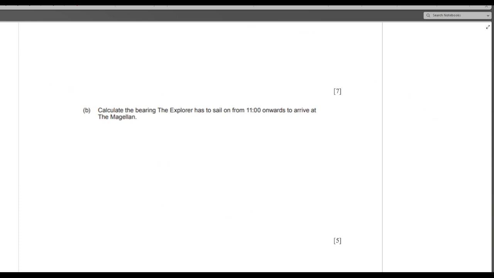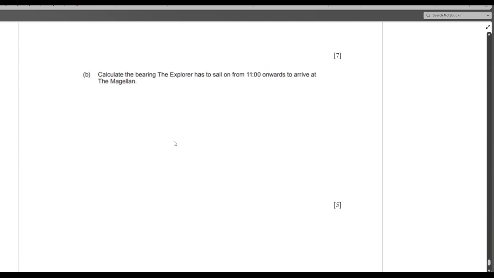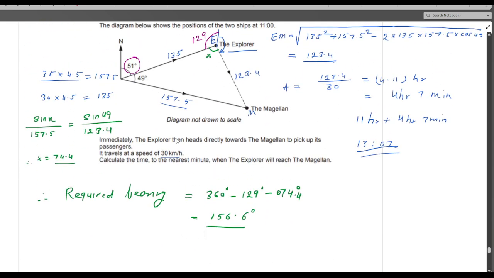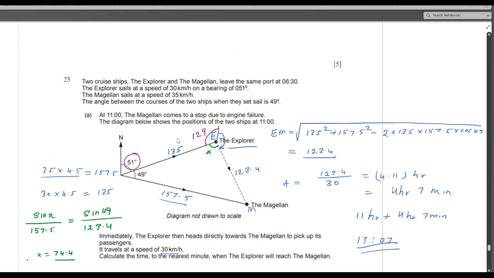This is your B part of the question for 5 marks. So that's it. This is your paper 4 for 100 marks.